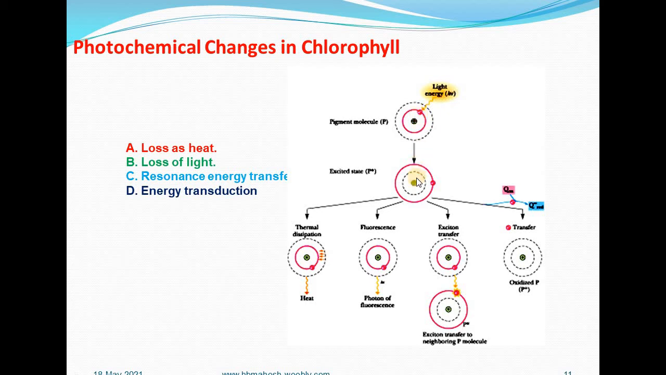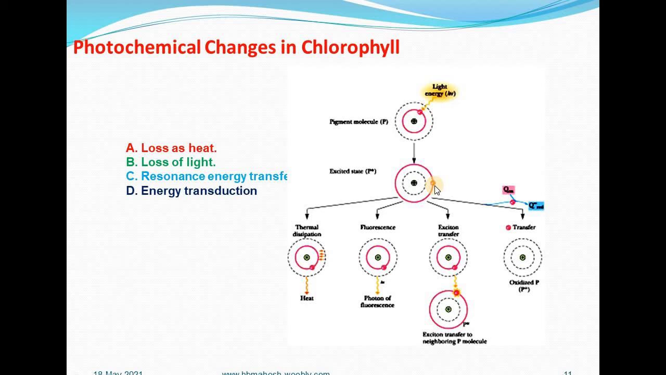So excited means it gets kicked to the outer orbit. Then this excited state is temporary, a short duration in terms of milliseconds. So immediately this electron will come back to its normal stable position, the ground state.